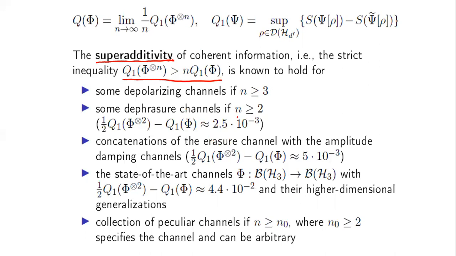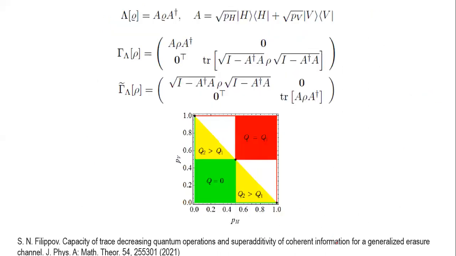And it was observed for some channels, for example, for depolarizing channels, dephrasure channels, concatenations of erasure channel and amplitude damping channels, some state-of-the-art channels, and some constructions. But the calculations are always numerical. So here the results are mostly numerical. And here I want to show you some analytical results that are valid for the polarization dependent losses.